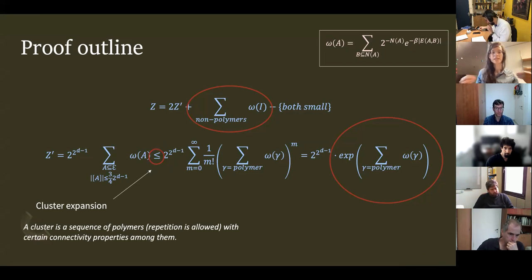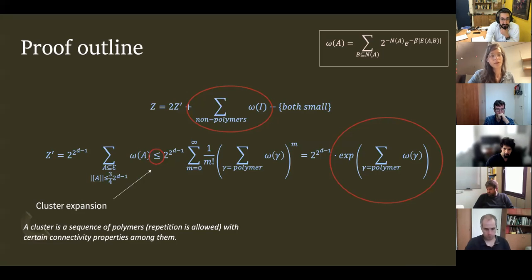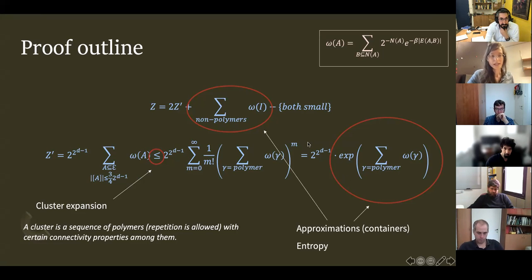Clusters are just sequences of polymers, but they somehow deal well with this double counting. I will define it soon, but they have this Ursell function that is doing this inclusion-exclusion thing. And the way we deal with the other two objects, or calculate them, is where we use the containers, the approximations, and also the entropy method. So this is basically the big picture. Let's talk perhaps a little bit about clusters.